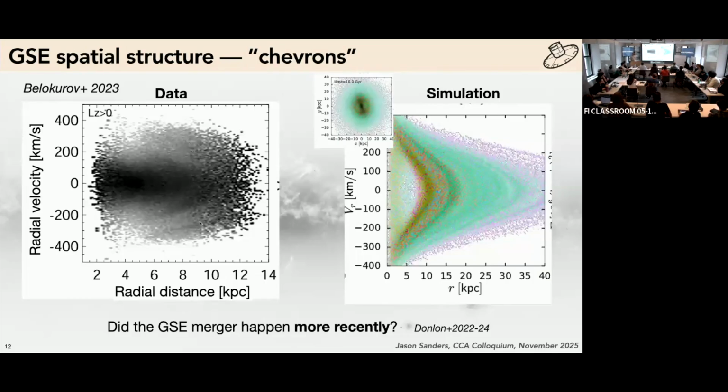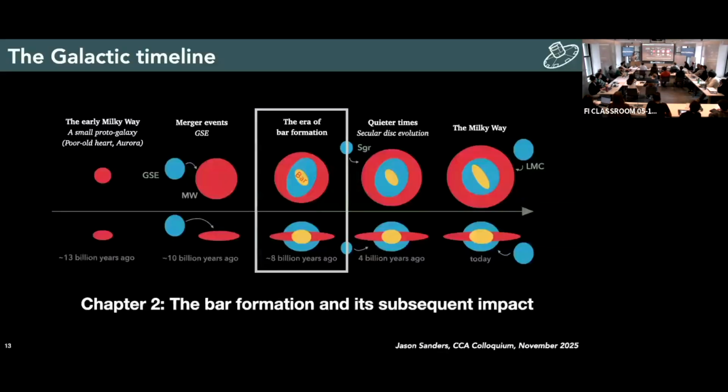So again, if we believe the merger happened 10 billion years ago, the Milky Way being kind of quiet, but maybe not that quiet, would be needed to keep these very thin features. So it's a bit of a conundrum, and it's led some people more generally to really question, did the GSE merger happen much more recently? Okay, but we'll hold that thought because we're going to come back to it, because now we're going to pivot to the second part, where I'm going to talk about the bar formation and its subsequent impact.